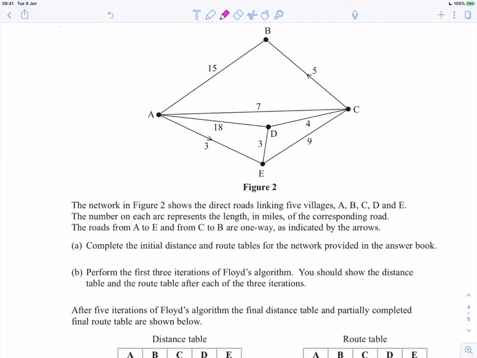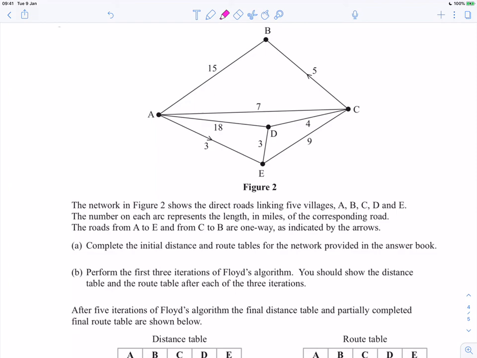So the network in figure 2 shows the direct roads linking 5 villages A, B, C, D, E. The numbers on each arc represent the length in miles of the corresponding road, and the roads from A to E and from C to B are one way, as indicated by arrows. Okay, so clearly you can only go from C to B, but B to C is blocked, and A to E is one way going that way. Right, so we've got a nice little example of a directed network.